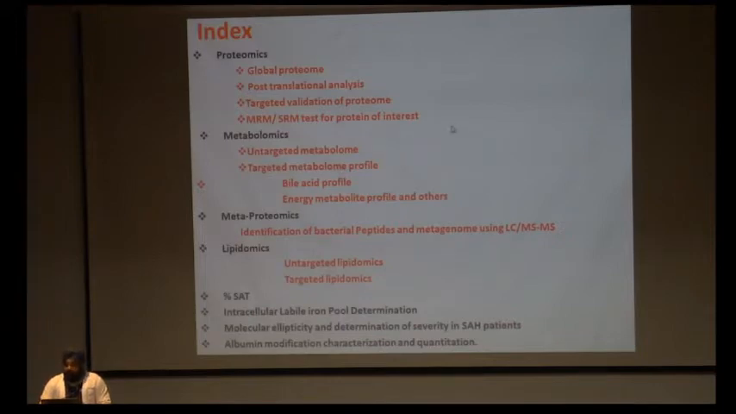We have established recently a new protocol for metagenomics by using mass spectrometry. This is called metaproteomics. So we do metagenomics by identifying the bacterial peptides present in your plasma or tissue samples. These bacterial peptides can also give you the knowledge of what is the genome type and what kind of bacteria are present in people.